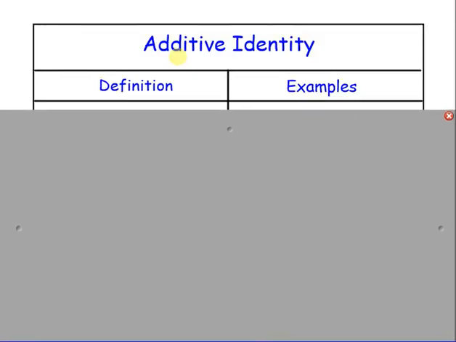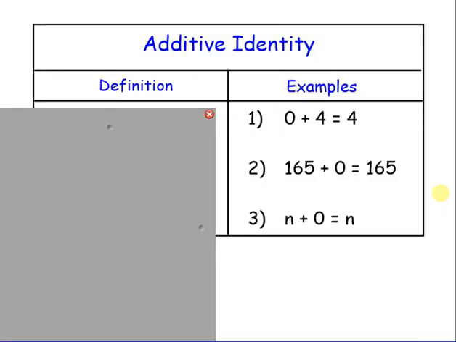Okay, now we have the additive identity property. Additive identity property is very basic. Look at your keyword here, add. Okay, so we're only going to be dealing with one operation, which is addition. So here I have 0 plus 4 equals 4. Okay, well that makes sense. 165 plus 0 equals 165.